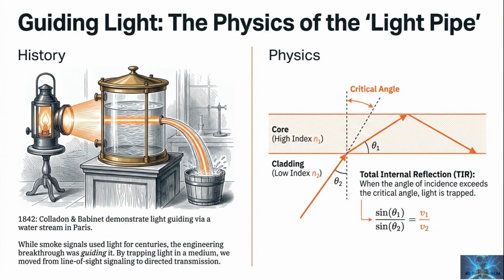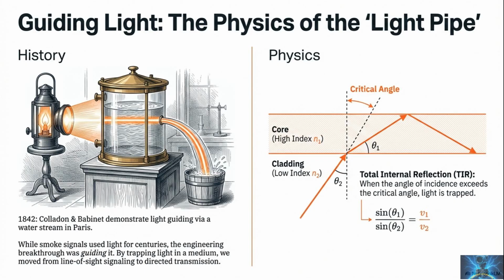Guiding light, the physics of the light pipe. Humans have used light for signaling forever, but the breakthrough was learning how to guide it, not just shine it through open air. Back in the 1840s, Colladon and Babinet demonstrated light guiding with a water stream. That sounds like a parlor trick, but it revealed the core idea. If light hits a boundary at the right angle, it can be trapped and guided. That is total internal reflection.